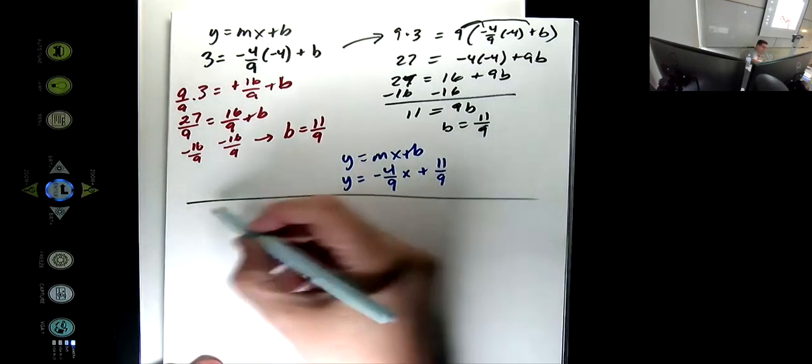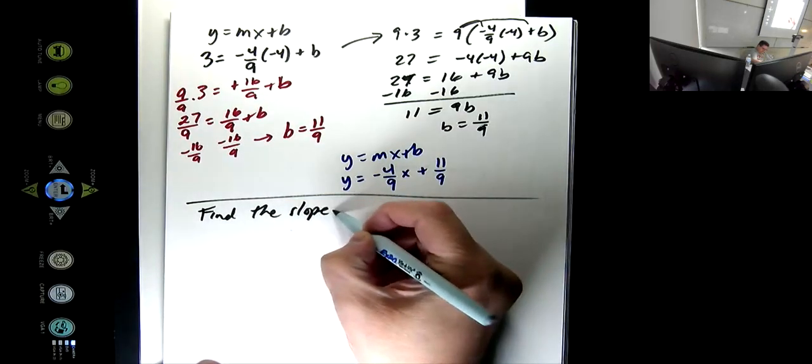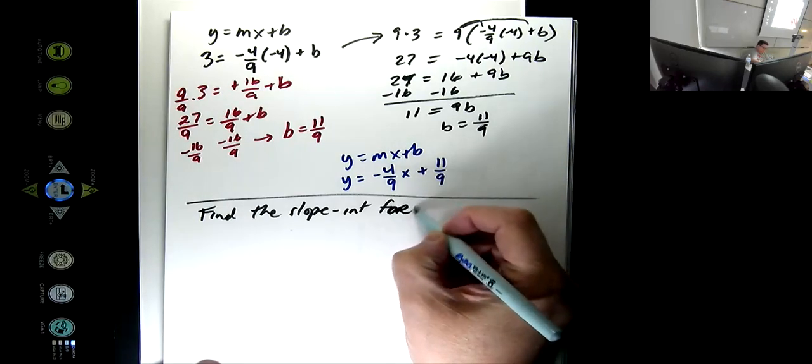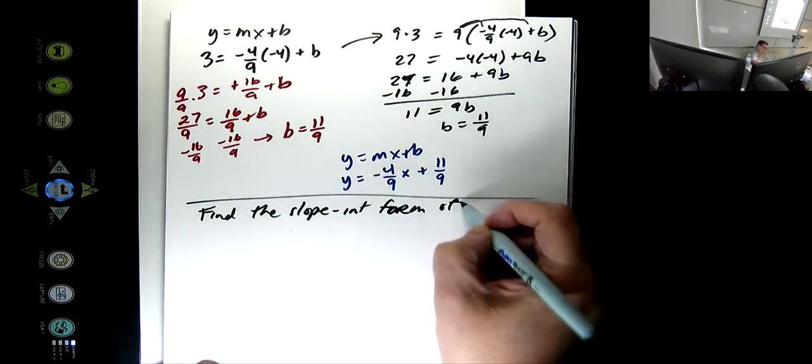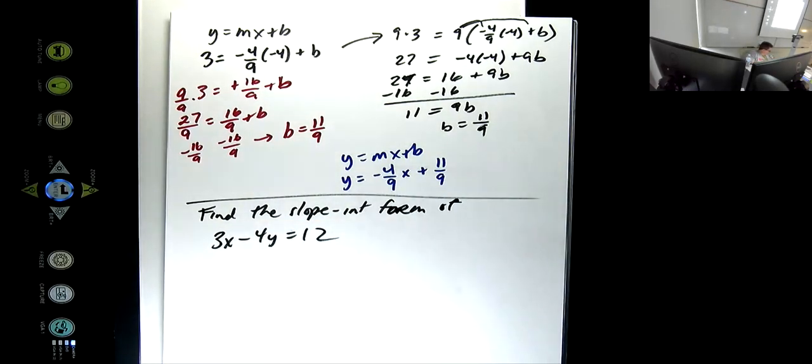Find the slope intercept form. Uh, 3x minus 4y equals 12. Try to troll me.